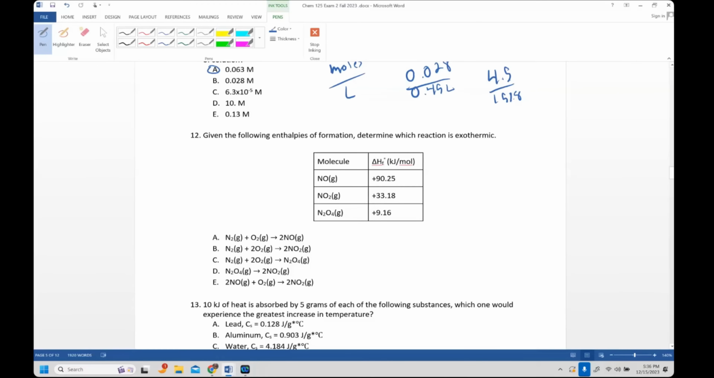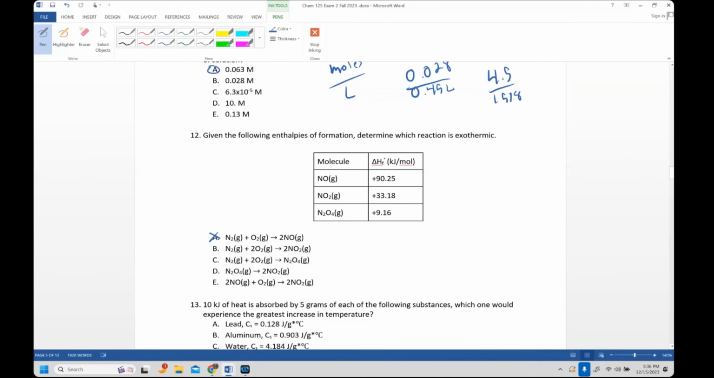So for A, we're taking 2 times 90 minus the other two. The other two are smaller, so this is going to be a positive value, so it's going to be endothermic, not exothermic. Remember, exothermic is when enthalpy is negative. Endothermic is when enthalpy is positive for a reaction. Also, the enthalpy of formation of O2, because O2 spontaneously forms, is going to be 0. That's why that value is not given here.